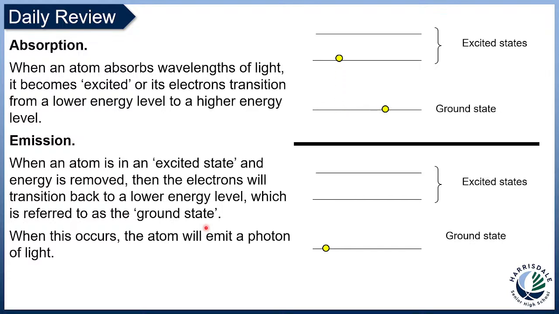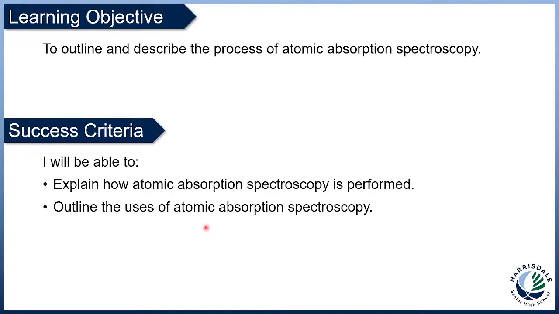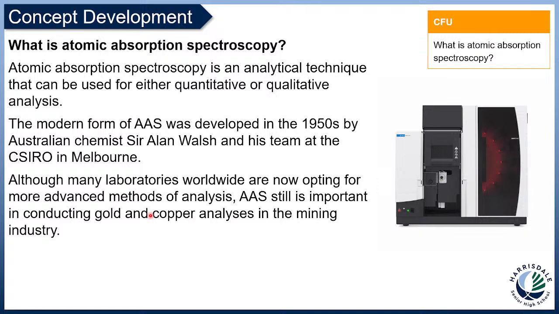Oh, why is it doing absorption? Okay. Absorbed. Okay, right. Now, atomic absorption spectroscopy. We're going to look at how it's performed and some uses of it. Here's a big machine, your spectroscopy machine, very cool. Okay, what do you use it for? It's an analytical technique that can be used to either quantitatively or qualitatively analyze some sort of element.